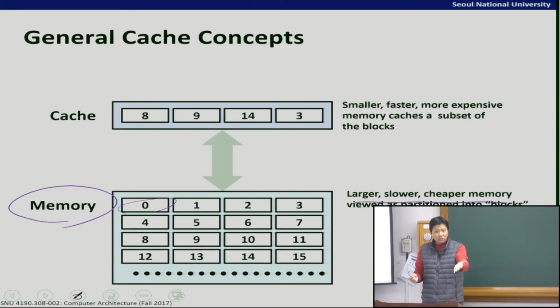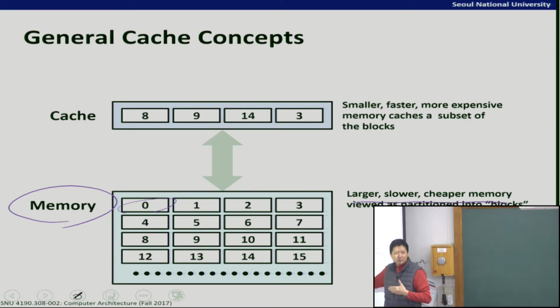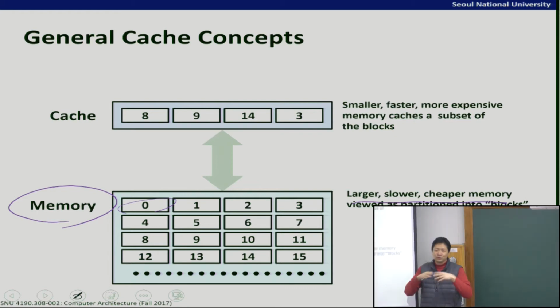You mentioned a page. Page is such an example. Page is a kind of block. You divide the entire disk space into page-sized units, and the page is the unit of transfer between disk and main memory. It's the same for the processor cache.